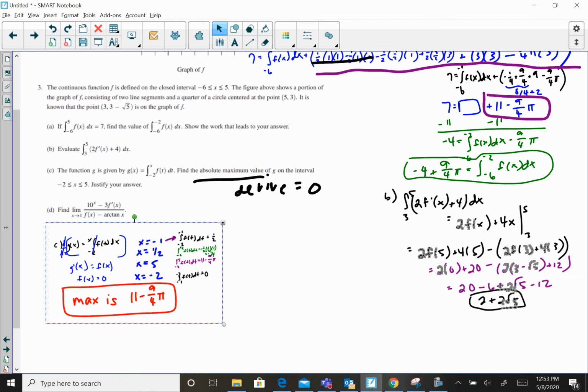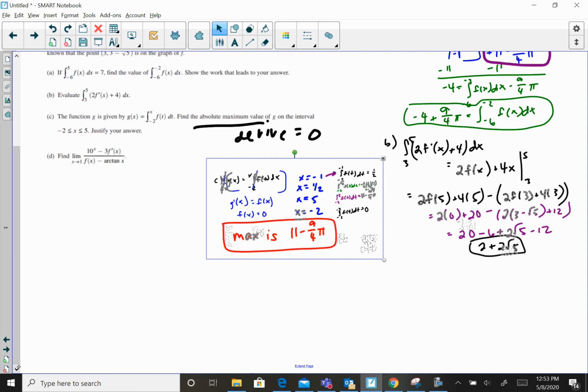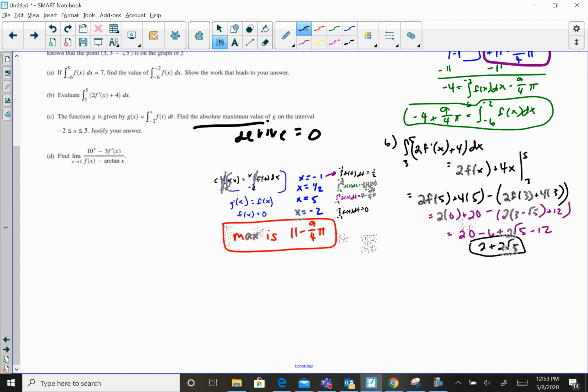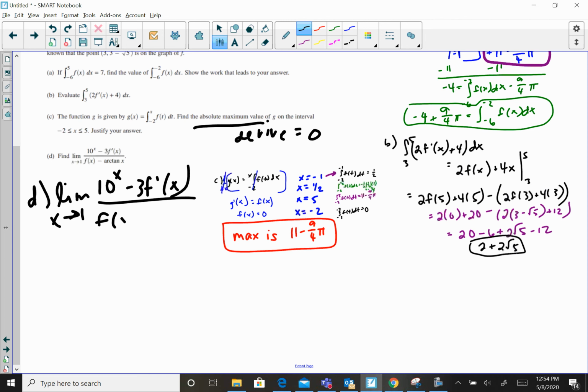And last, part D. Part D looks intimidating because it's got arctangent, it's got all kinds of stuff, and it's a limit, which you guys already don't like. You don't feel comfortable with limits because we don't do them as often. The limit as x goes to 1 of 10 to the x minus 3 f prime of x over f of x minus arctan x.